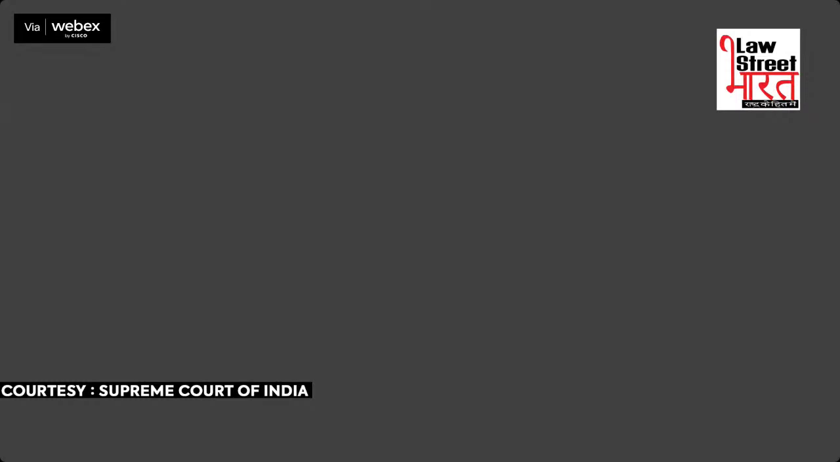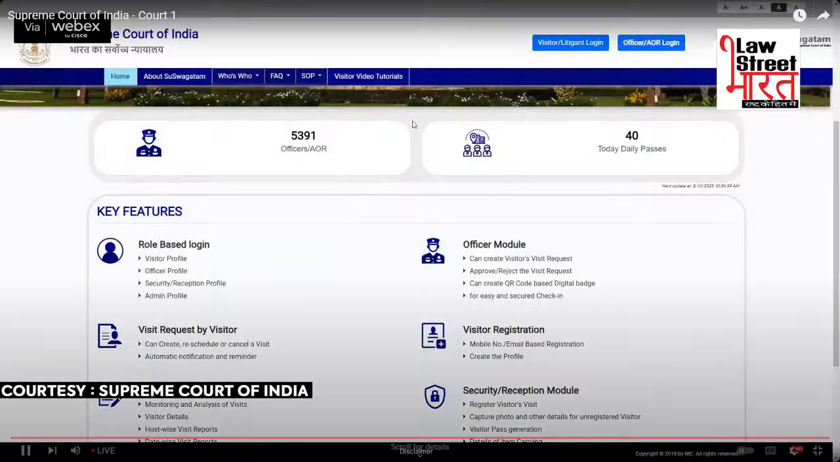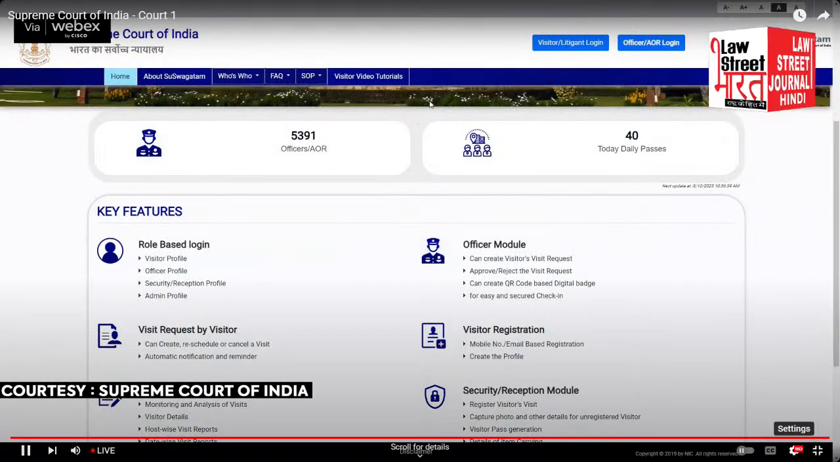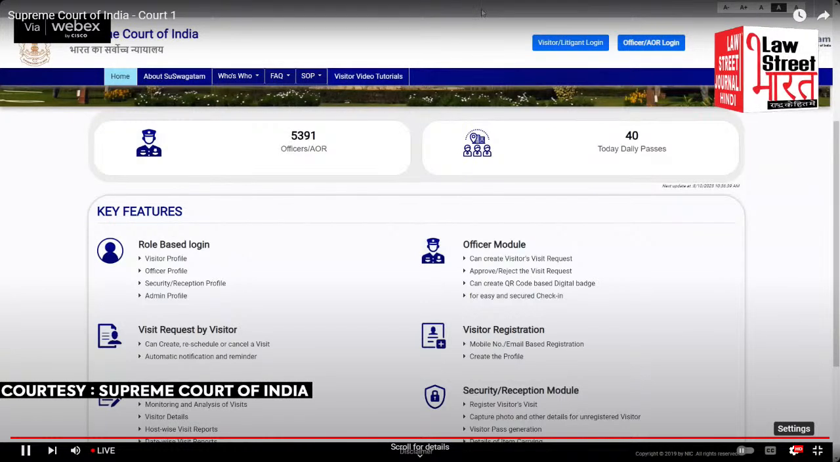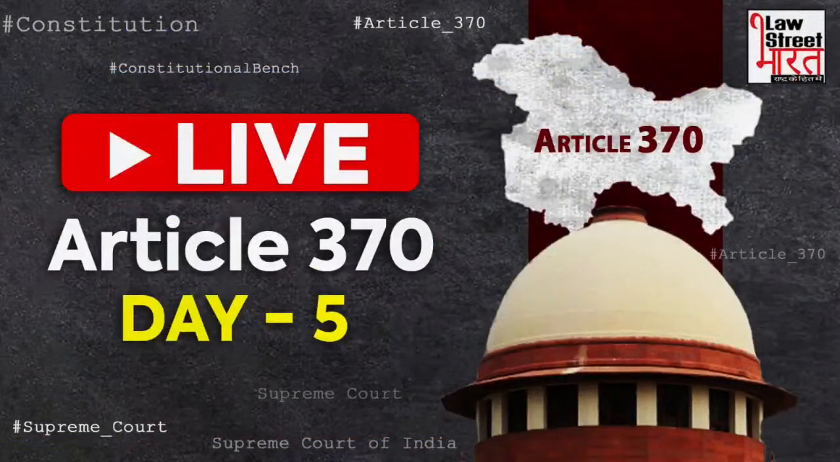All passes are generated online, and this is a facility which has been made available from this morning. That was a very major concern, because there used to be a long line. So now one can just apply for a pass the previous evening or whenever you want and log it for that particular day. So this is the way the pass will be generated. You are seeing now on the screen one of our staff members, somebody who wants to meet somebody in the registry.